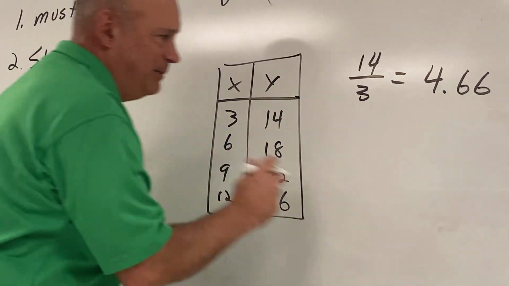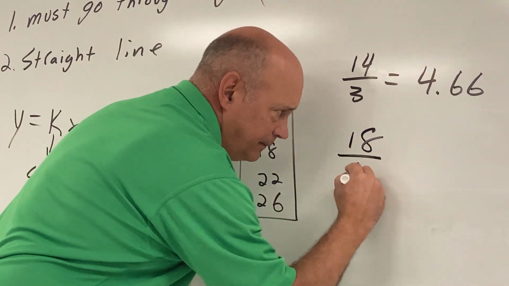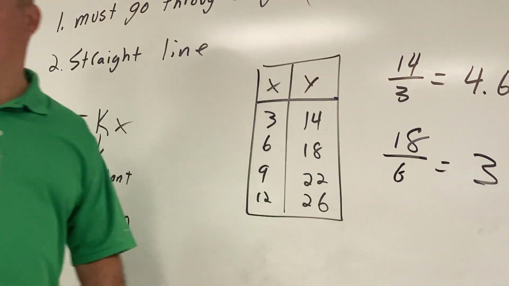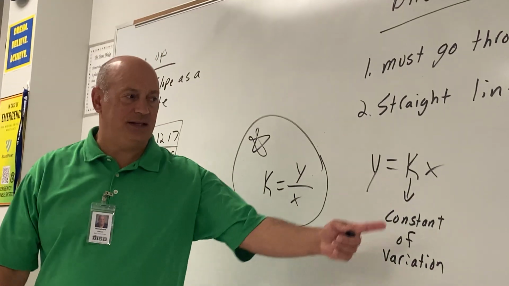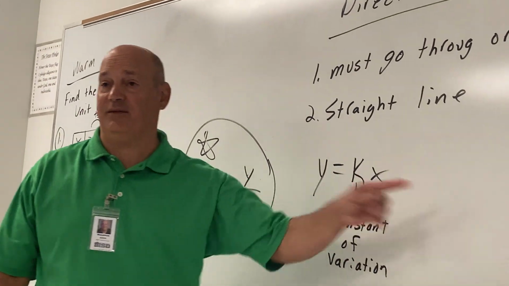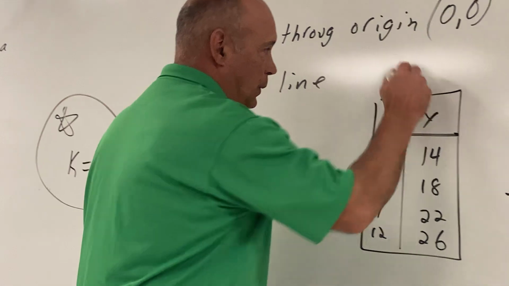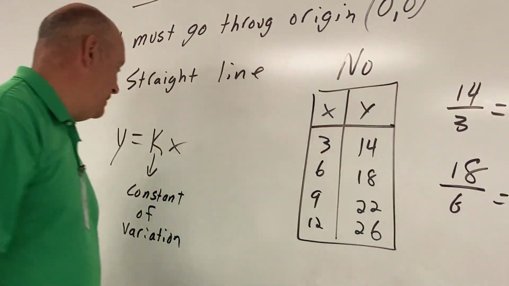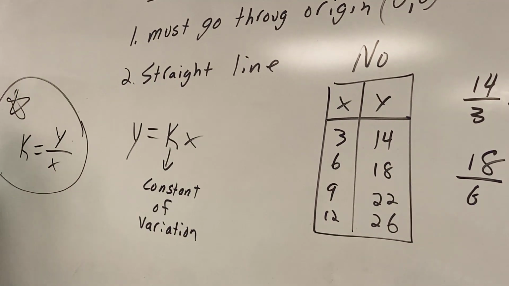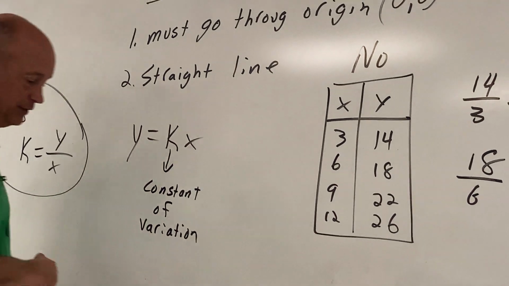What's 18 divided by 6? 3. Did we get the same number? No. Is this going to be a constant or a direct variation? No. Y divided by x did not give me the same number over and over again.